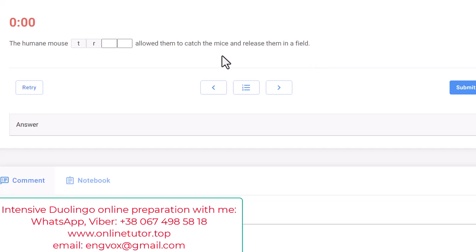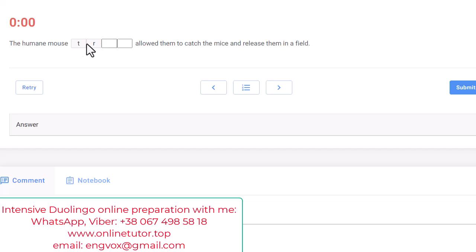Okay. Humane, if you know this word, it's very nice. Humane means kind. It's not just human referring to people, it's kind. Because how is the opposite? Inhumane. Something cruel or evil is the opposite of this, and this one is kind. So, the kind mouse, something.